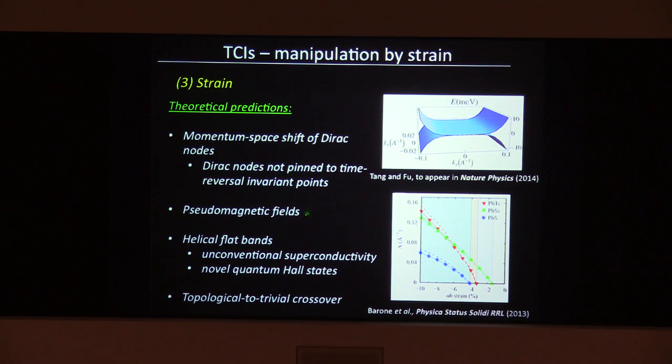So what are the theoretical predictions? You can shift the Dirac nodes in momentum space. You can actually create a transition from a topological phase to a trivial phase using strain, which is pretty neat. It's like a switch. There's a prediction that if you have large enough strain and you get these pseudomagnetic fields, the lowest Landau level is like a flat band. And due to this flat band, you could get superconductivity if you were to position the Fermi energy inside the flat band. And I already mentioned the topological to trivial crossover.